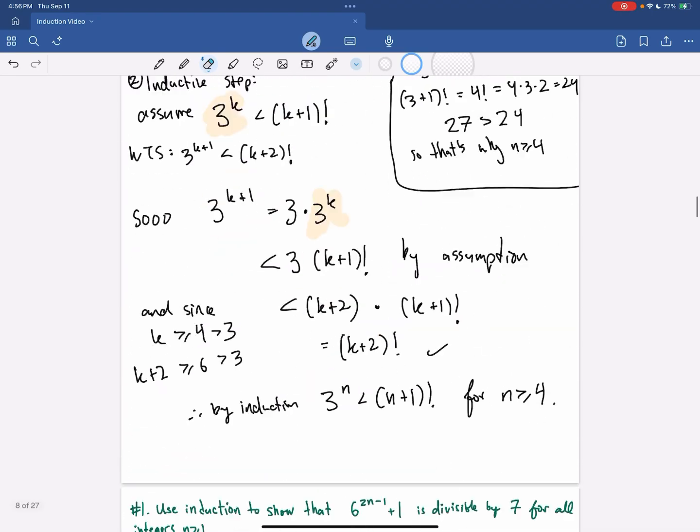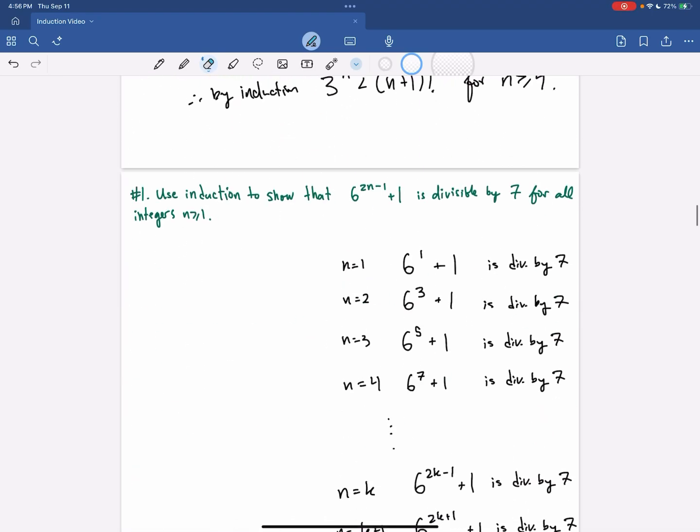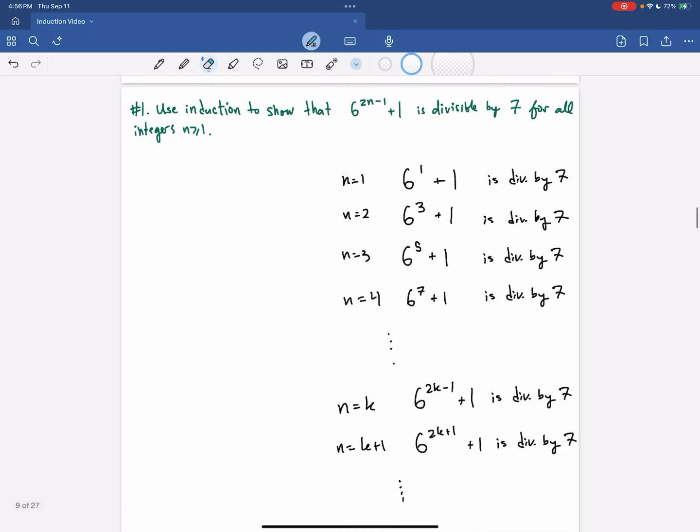All right, so it's time for me to keep going over some induction problems, and this video is actually just going to be going through the 4 that were already in the skeleton notes, so the 4 official class examples. So the first one that we did in class on Wednesday was to use induction to show that the number 6 to the 2n minus 1 plus 1 is divisible by 7 for all integers n greater than or equal to 1.